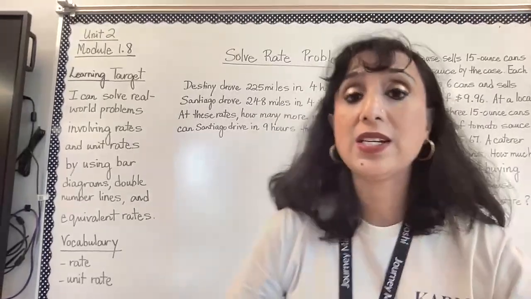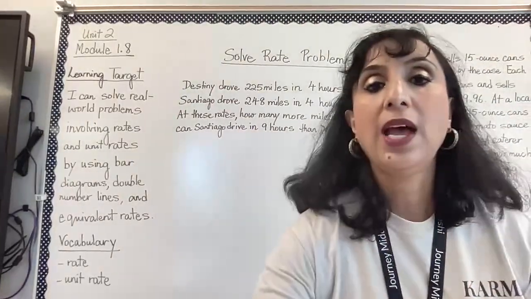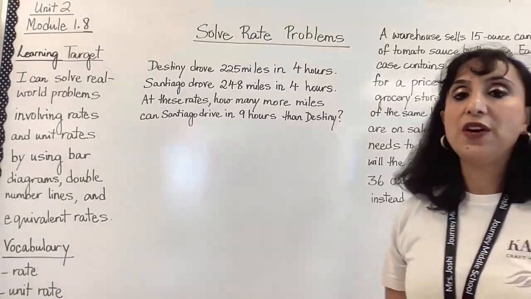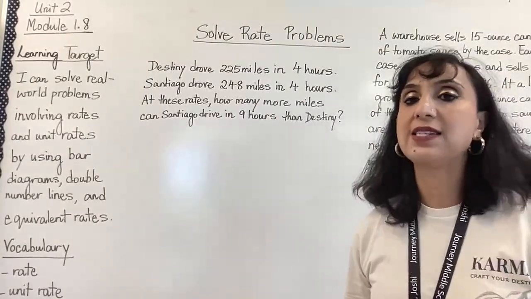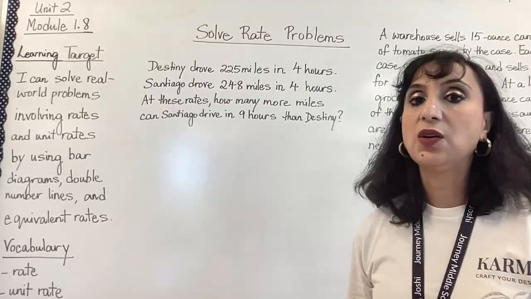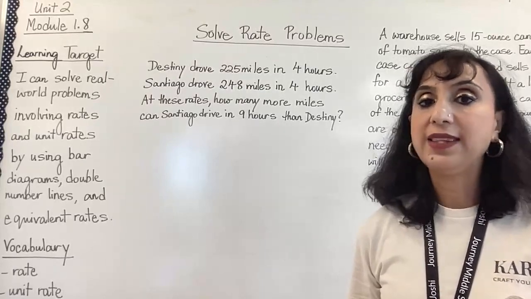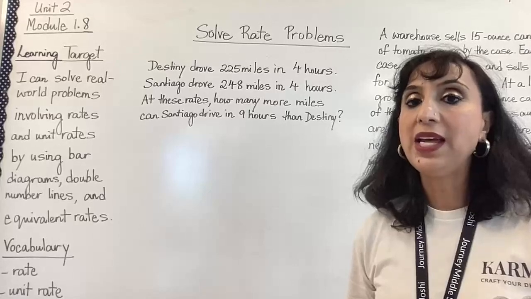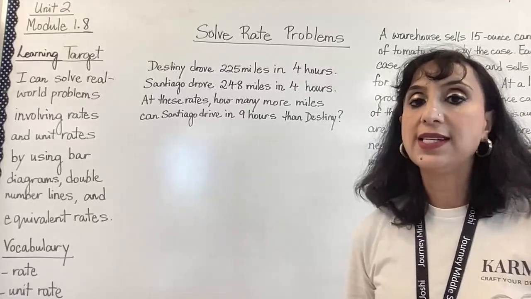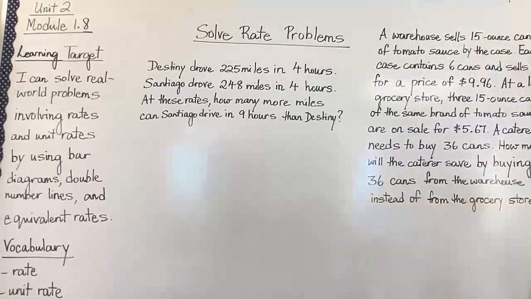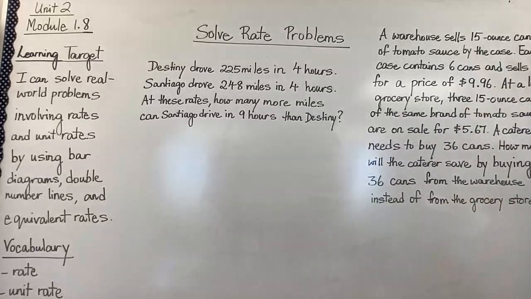So let's start with the first problem, and it says that Destiny drove 225 miles in 4 hours. Santiago drove 248 miles in 4 hours. At these rates, how many more miles can Santiago drive in 9 hours than Destiny? All right, so if you look at this one, we are first going to do this by creating a bar diagram to represent the rates, okay?